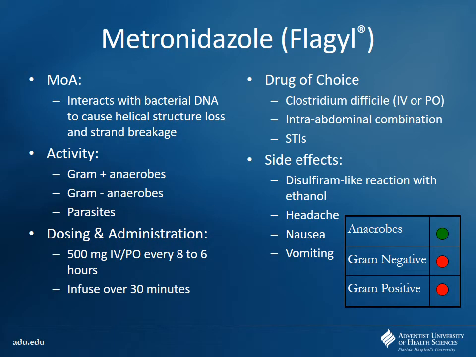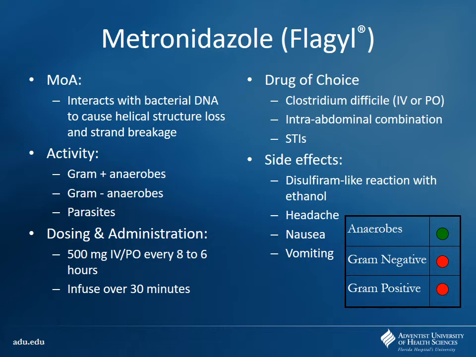Next up, we have a drug called Flagyl or Metronidazole. This is a drug that is primarily going to be used for parasites and then also for anaerobic infections. Basically, this is working by interacting with bacterial DNA, which loses that helical structure and causes more strand breakage. So you can think about it a little bit like the fluoroquinolones, but it's not necessarily working on the same enzymes.